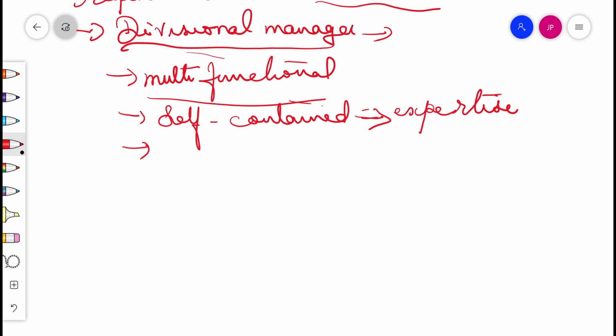Each division works as a profit center where the divisional head is responsible for the profit or loss of his division. For example, a large company may have divisions like cosmetics, clothing, etc.